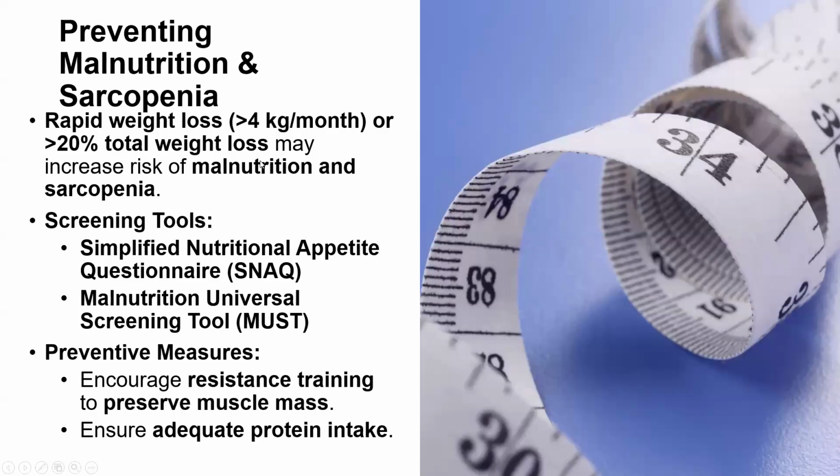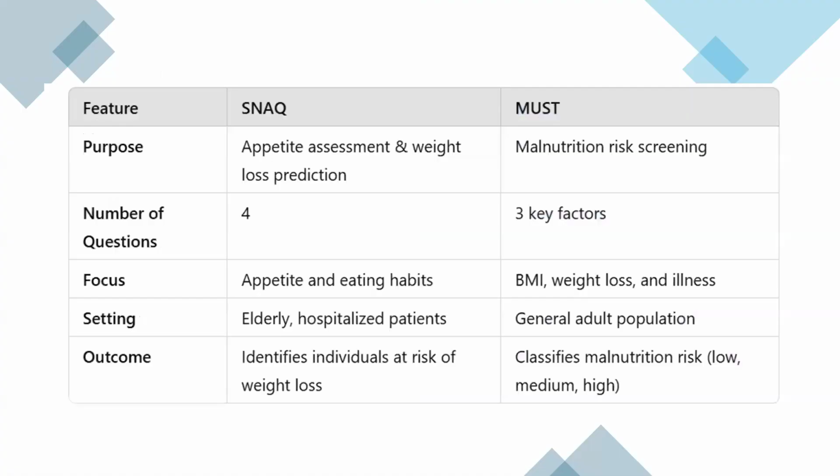So how do we aim to prevent malnutrition and sarcopenia on these weight loss medications? Rapid weight loss of more than 4 kg per month, or more than 20% weight loss from baseline, may increase the risk of malnutrition and sarcopenia. So screening tools have now been defined in the guidelines to help prevent malnutrition and sarcopenia in those undergoing weight loss therapy. That is the Simplified Nutritional Appetite Questionnaire and the Malnutrition Universal Screening Tool. Preventive things we already discussed: do resistance training, weightlifting, educate on protein intake, stay hydrated.